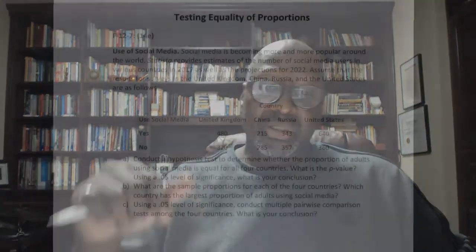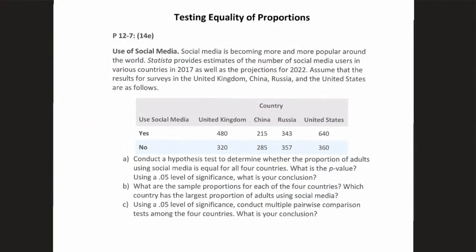All right. So I'm going to start off with the very first question, which focuses on equality of proportions. And here's what this problem says. This problem has to do with the use of social media. Social media is becoming more and more popular around the world. Statista provides estimates of the number of social media users in various countries in 2017, as well as the projections for 2022. Assume that the results for surveys in the United Kingdom, China, Russia, and the United States are as follows. So we have use of social media, yes or no is the question.